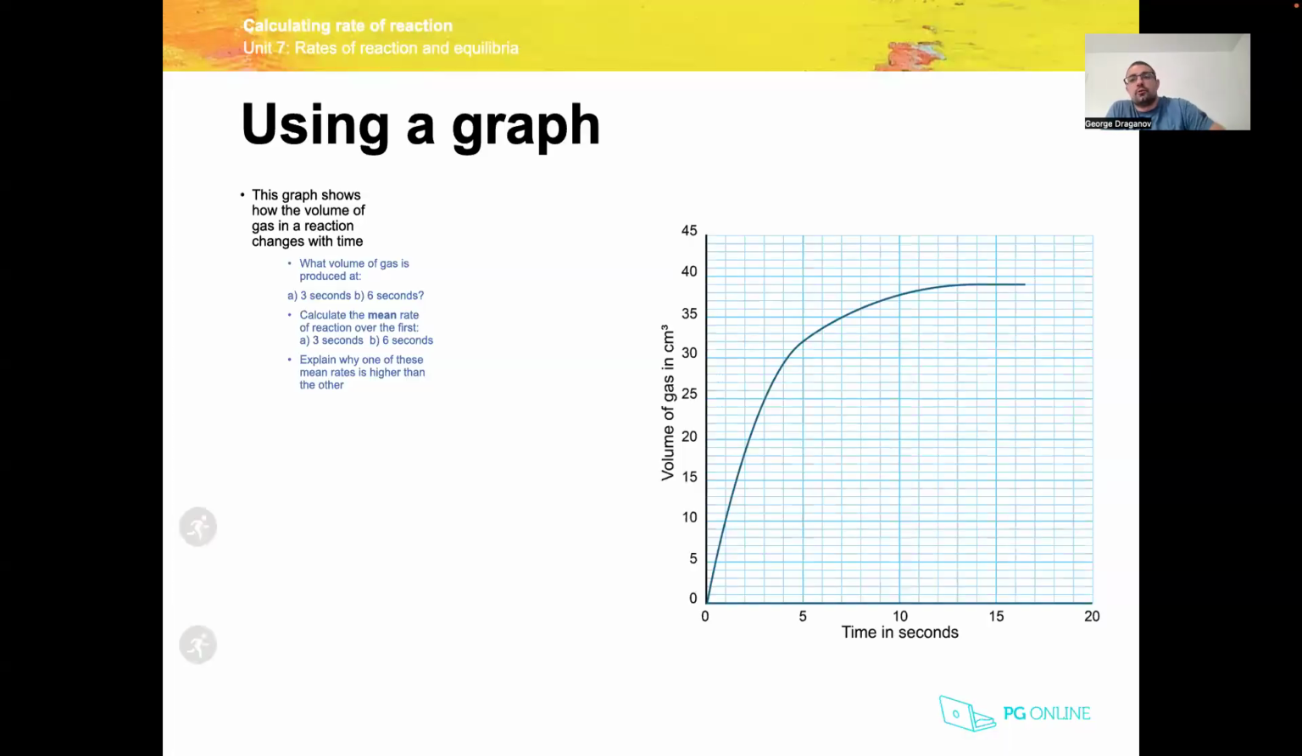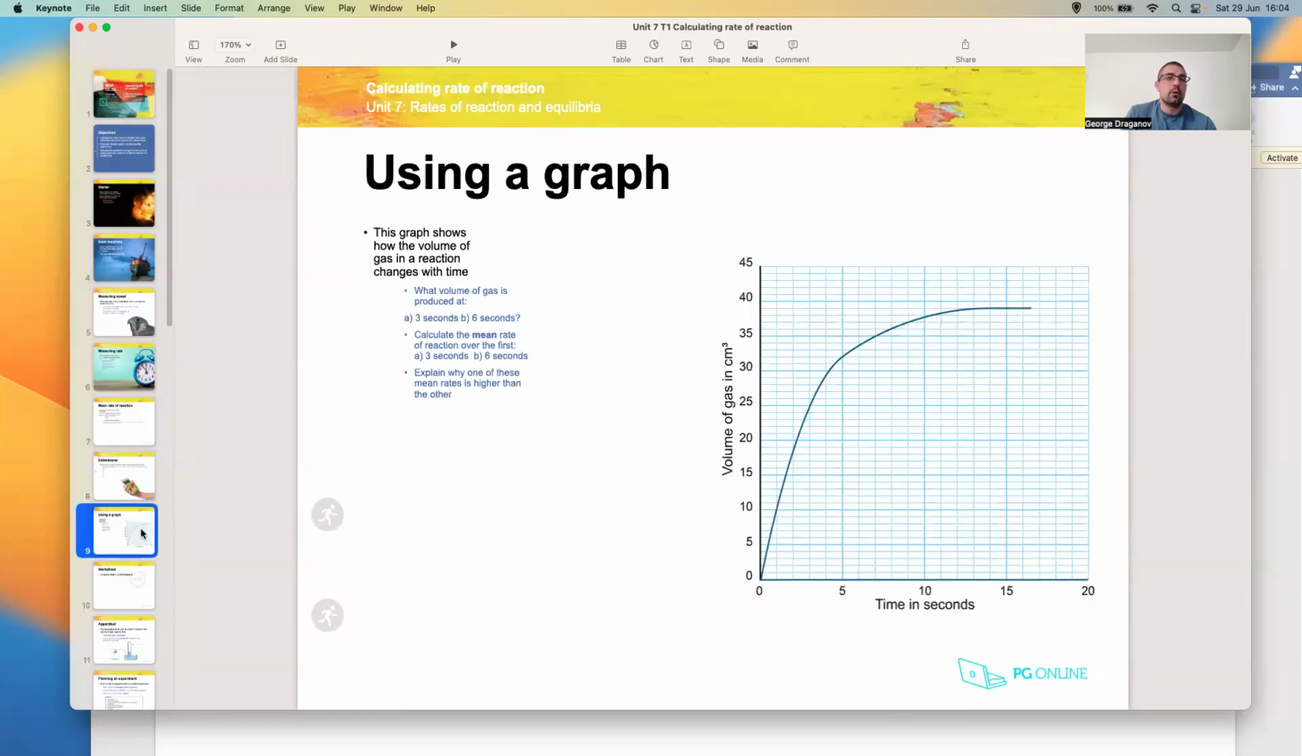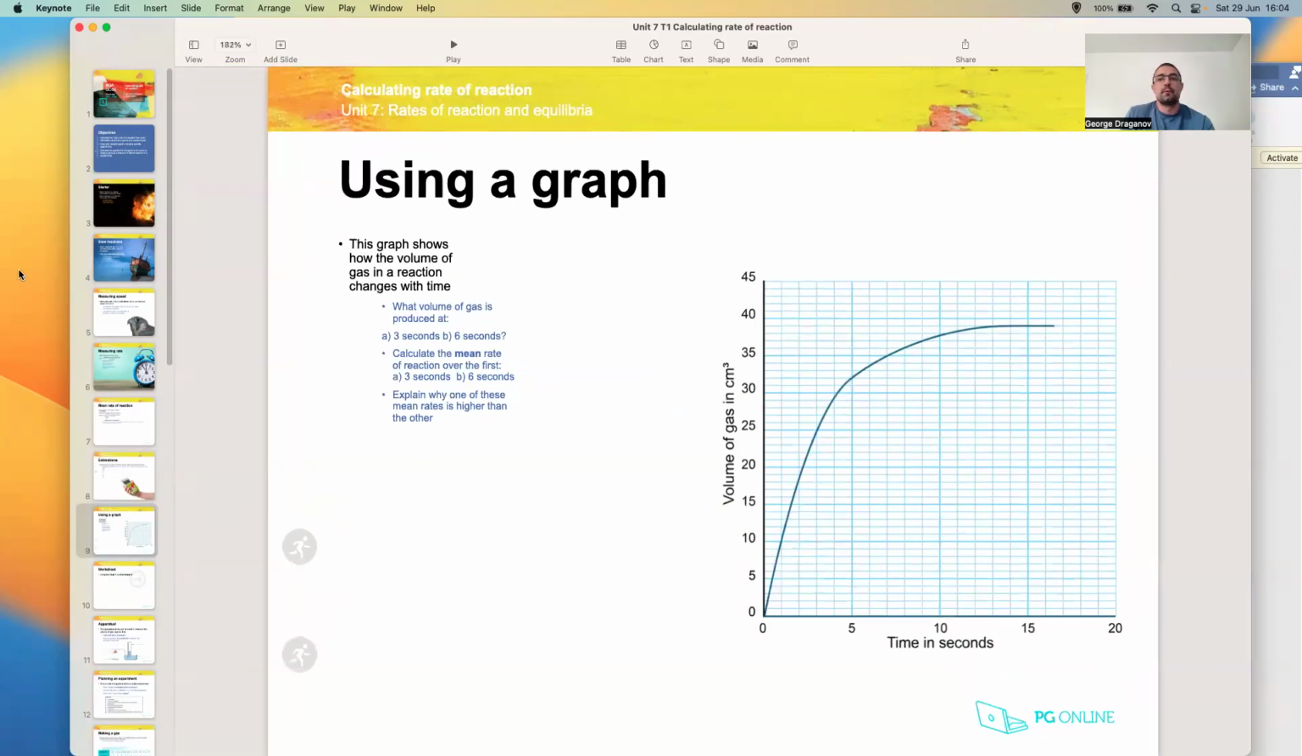Now, what volume of gas is produced at 3 seconds? You would just read it off the graph. So you go 3 and across. Then for 6 seconds, you would go up and across. So I'll actually illustrate this on the graph. It's a bit small, but I'll show you. So at 3 seconds, we got a straight line. 1, 2, 3. We go up and across. So the answer will be 25 centimeters cubed. At 6 seconds, we get 34.